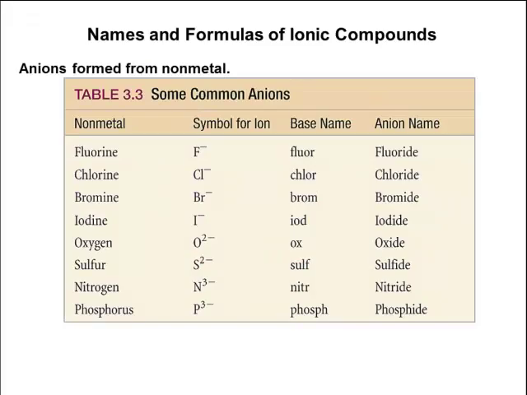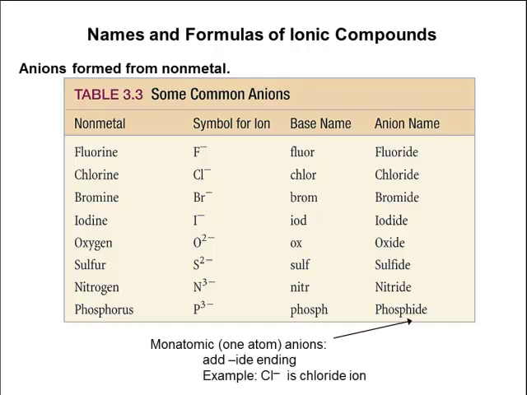Now let's look at the anions. So anions are going to be formed from nonmetals. They're going to be things that accept electrons, take a negative charge. All right, so here's a table of some common anions. Those are for common monoatomic anions. So with monoatomic anions, we're going to add an IDE ending to the base name. So Cl- is the chloride ion. Okay. O2- is the oxide. And you see examples there. But that's only going to be for the monoatomic anions.